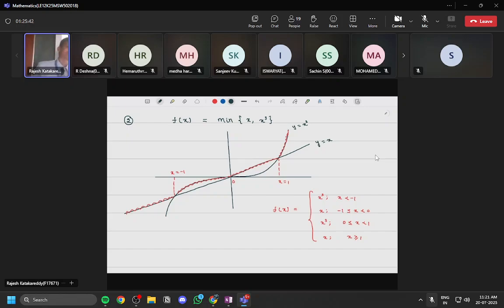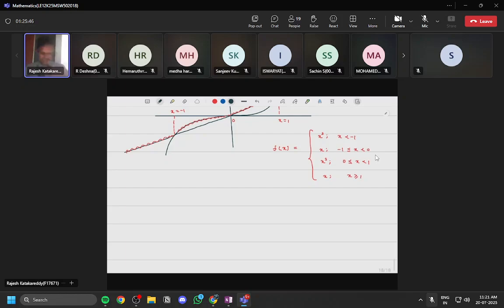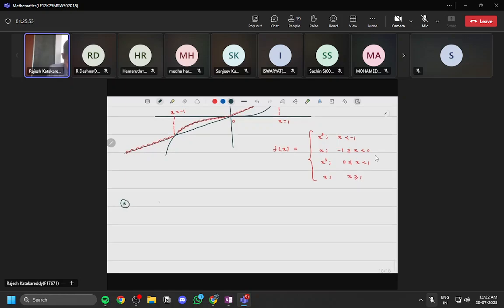Can I scroll up? All copied this, understood this problem. Now, some other problem, maybe this one using graphical transformation. They have given f of x equals modulus of x square minus 1 into mod x minus 6.